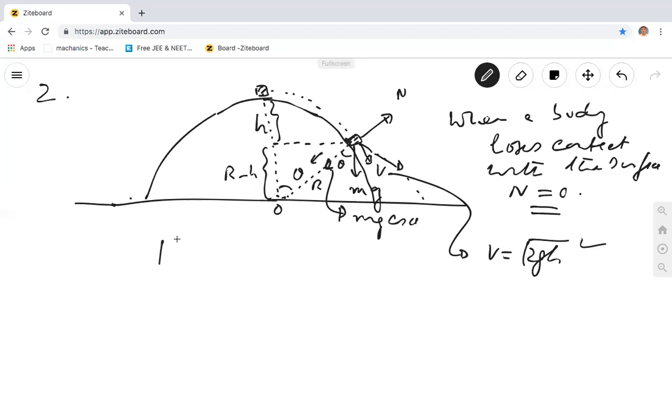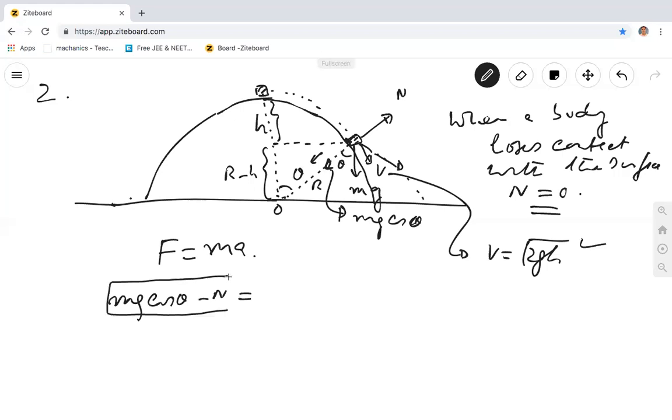mv square. F is equal to ma. How much? Who are the agents? mg cos theta and normal reaction. mg cos theta minus N, but there is no normal reaction, because it loses contact. So here I will write mg cos theta minus N is equal to mv square by r.